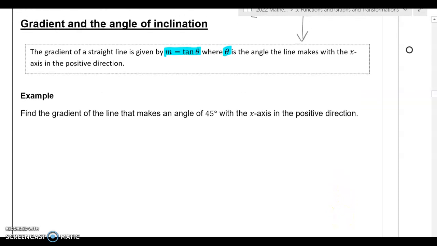Example. Find the gradient of the line that makes an angle of 45 degrees with the x-axis in the positive direction. So theta equals 45 degrees. Our formula for gradient is m equals tan theta. Remember, m is our gradient. We've got theta, so m is tan 45 degrees. You can pop that straight into your calculator, or you could use exact value triangles, but the calculator will work nicely. The gradient is 1.